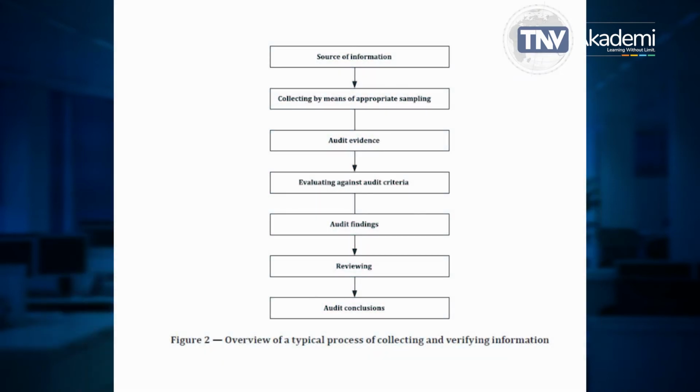As the figure explains, first is information collected from the source, that is the client, and information collected on a sampling basis, and then audit evidence and information which is collected from the client and interested parties will be evaluated against the audit criteria, which would be defined by the individual managing the audit program, and then some audit findings are raised by the audit team after evaluating the audit evidence, and then that evidence and findings are reviewed by the audit manager, and then the final audit conclusion is given by the audit team.